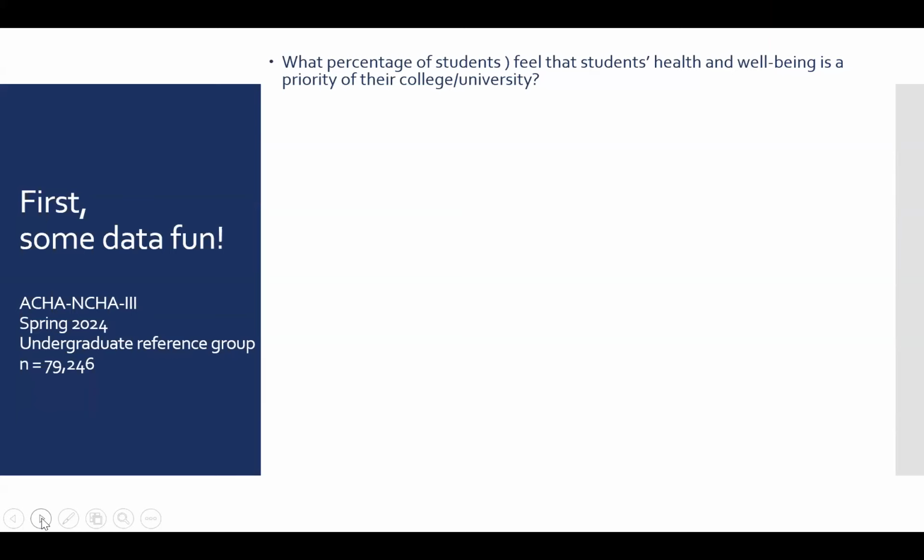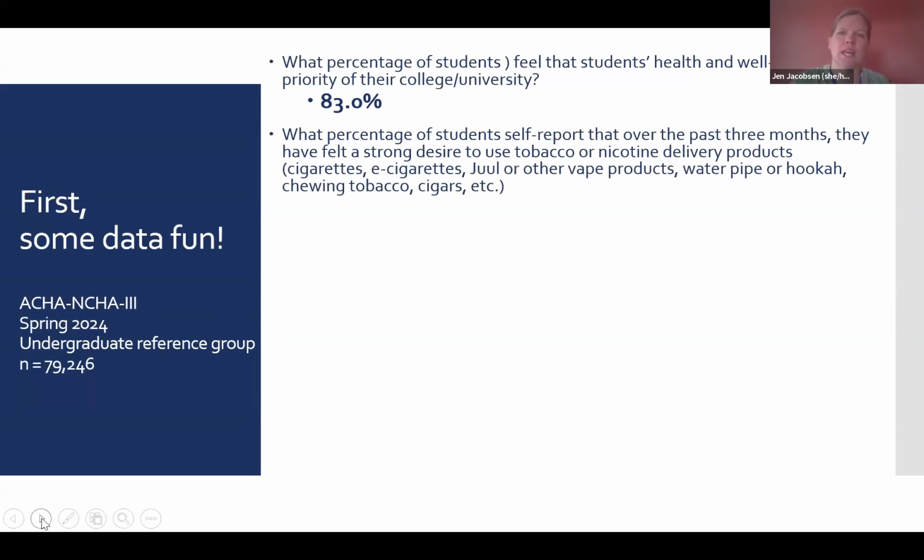Priority of the college. I misread it at first. Ooh, I was going to say maybe 40. Yeah, the answer is 83%. Wow. And I think that speaks a lot to our work because sometimes folks who are doing work related to alcohol and other drugs are the most visible in this way.